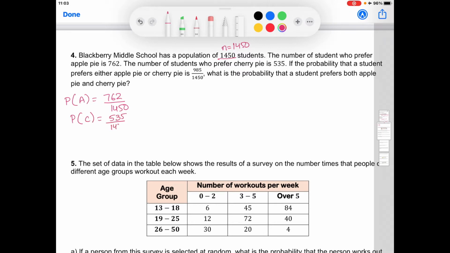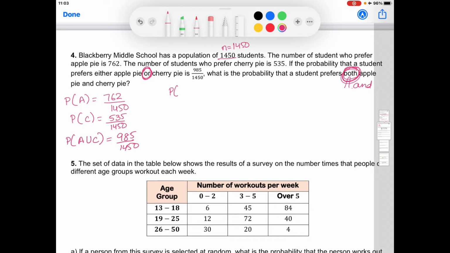535 out of 1450, so it has to be out of 1450. The probability that a student prefers either apple pie or cherry, it's OR, so OR has to do with union, is 985 over 1450. They want us to find the probability that a student prefers both. Both has to do with AND, which has to do with intersection, right? So that's what we're looking for.